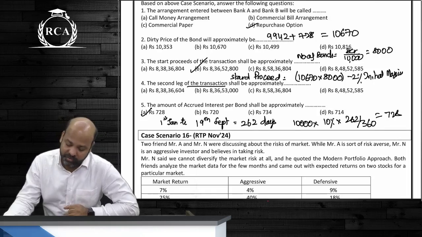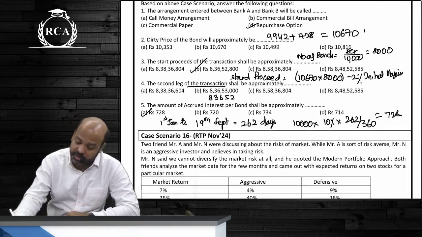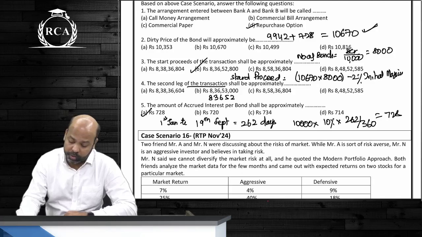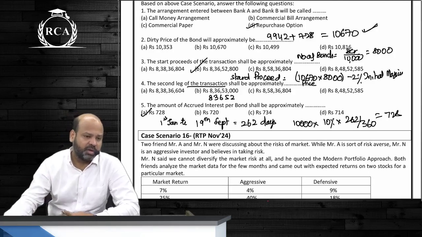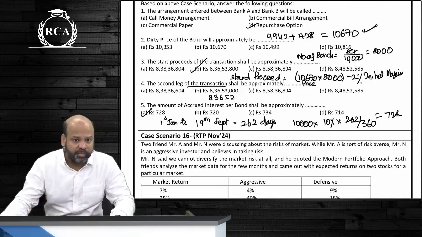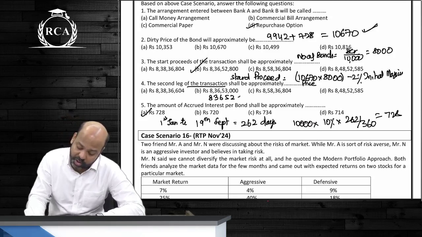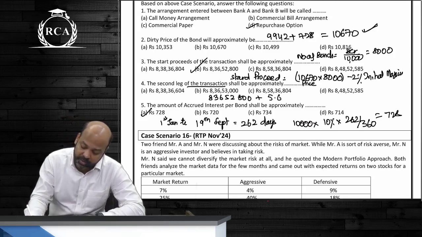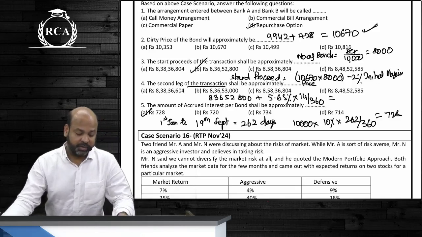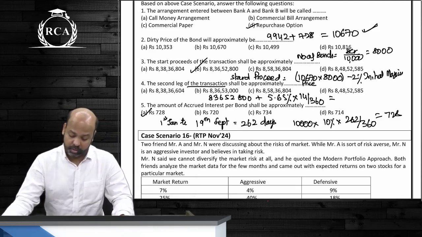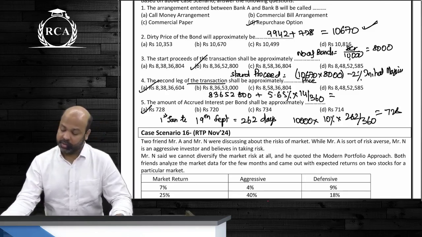For how many days? 14 days. Excellent. The dirty price of the bond is 10,670, and we have just computed the start proceeds, meaning how much you are exchanging now. You will exchange the current market value of the bonds, but subject to a margin of 2%. On this loan amount, you will have to pay interest at what rate? 5.65%. For how many days? 14 days. If you add interest at the rate of 5.65% for 14 days, you will get how much is to be repaid. Option A, 8 crore 38 lakhs and change.